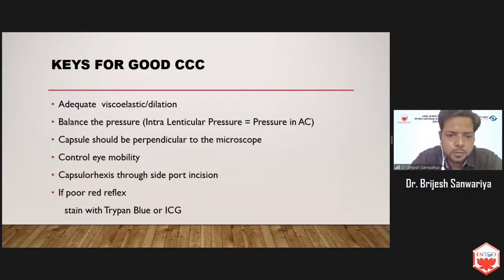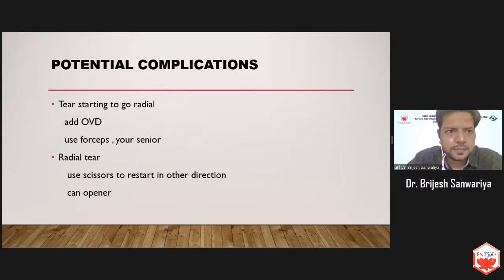Capsulorhexis through the side port should be done so that there is less leakage of the viscoelastic from the anterior chamber. If there is a poor red reflex, we should stain the capsule with trypan blue or ICG.